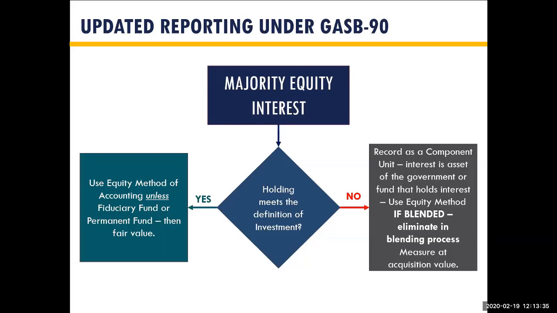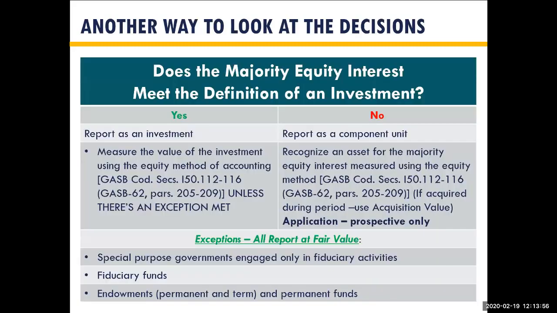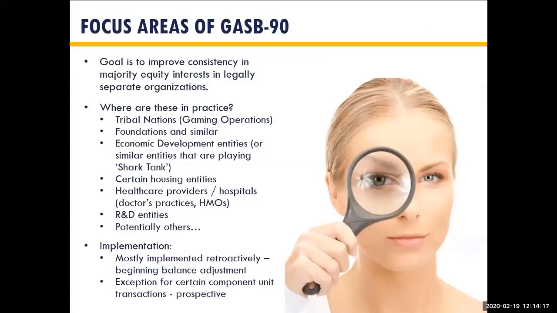The value is then determined by the consideration paid plus the equity interest asset in deferred outflow of resources that were acquired. The net position acquired should then equal the net position of the component unit. So again, pretty simple decisions once you know the facts. Here's another way to look at the decision-making process. If it's reported as a component unit, report things on a prospective basis only. Otherwise, it's a restatement. And I put the exceptions to the decision-making down at the bottom of the screen. So save this for your future use.